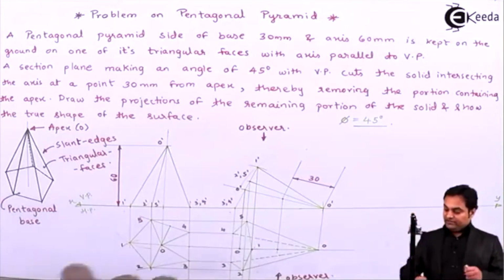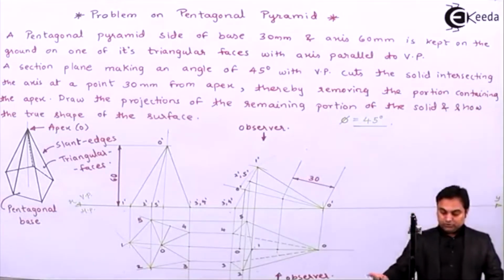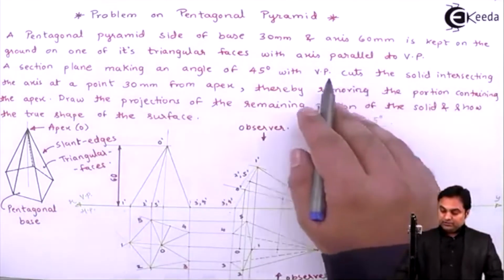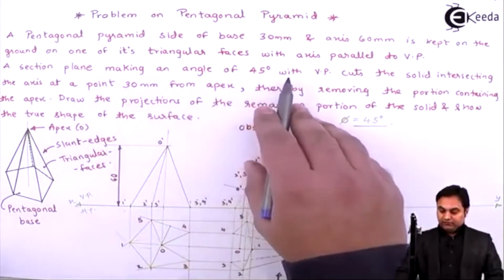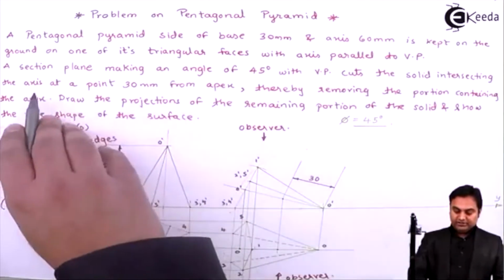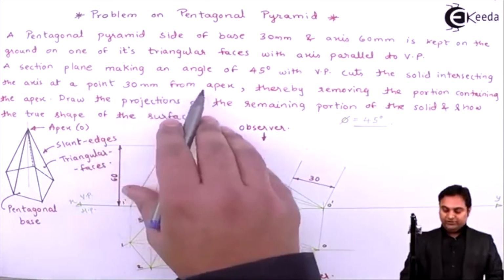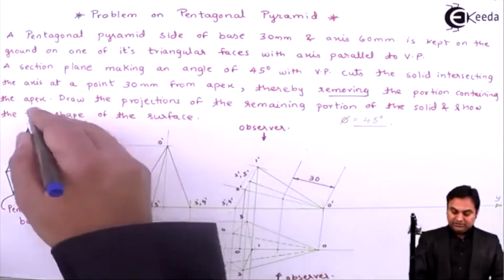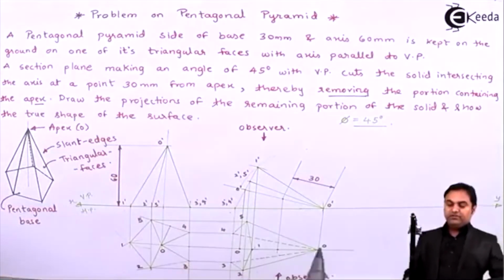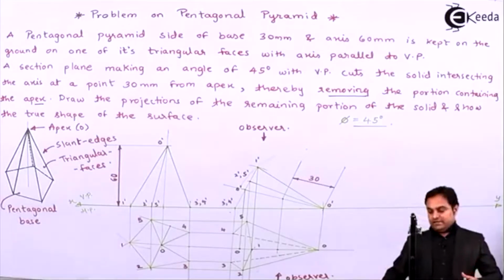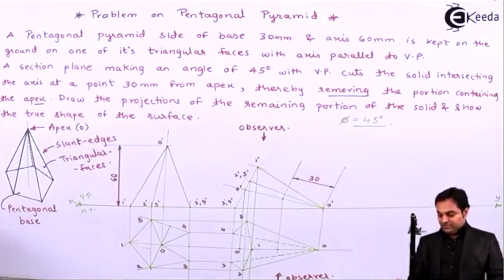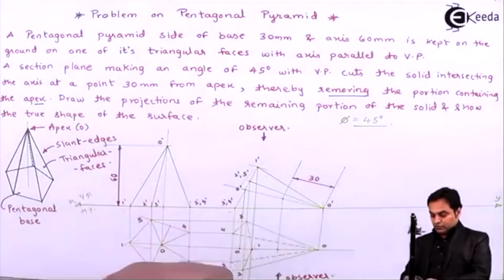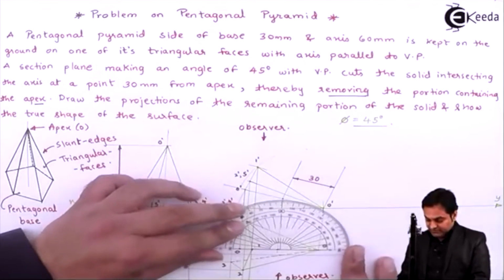But in the question they have said that draw the projections. Here a section plane making an angle of 45 degree with VP cuts the solid intersecting the axis at a point 30 mm from apex, thereby removing the portion containing the apex. It means we have to remove the apex, and for that I will have to start measuring the angle from the other side. So I will be taking 45 degree from this side.